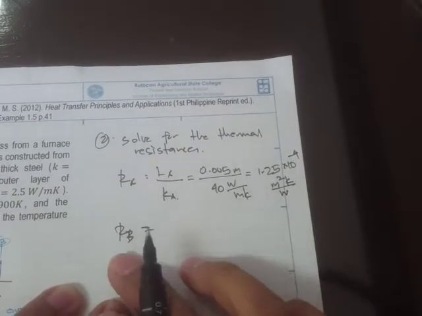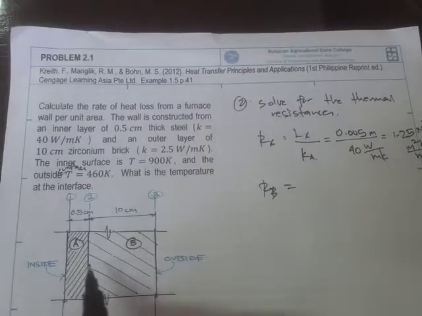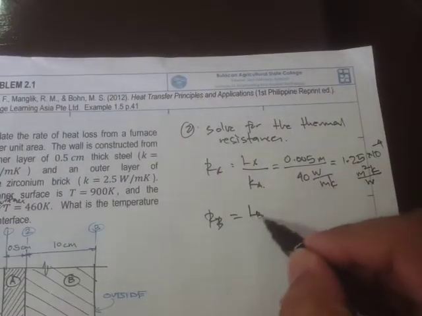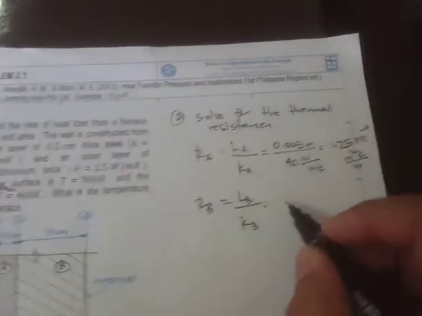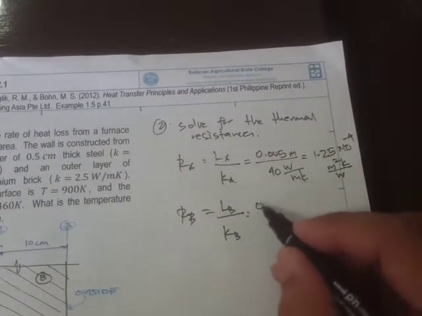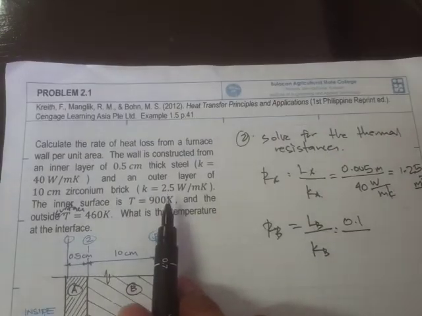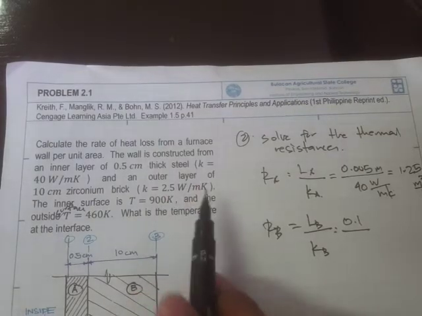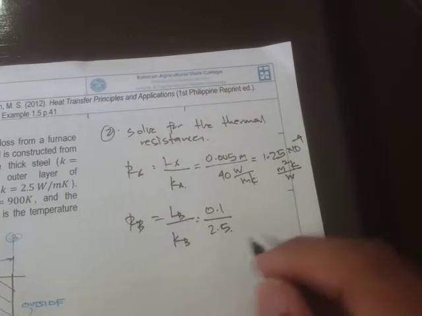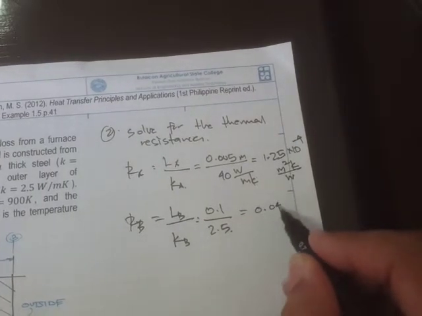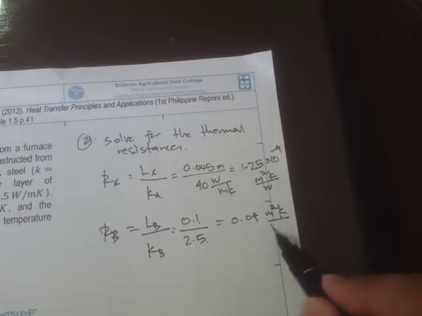Now for the resistance B, L sub B is equal to 10 centimeter, which is equal to 0.1 meters, divided by k, which is 2.5 watts per meter Kelvin. This is 0.04, and of course the units are meter squared Kelvin per watt.